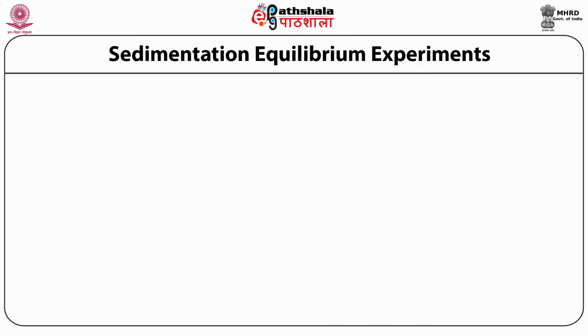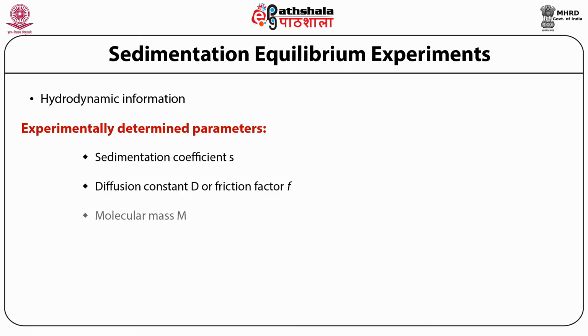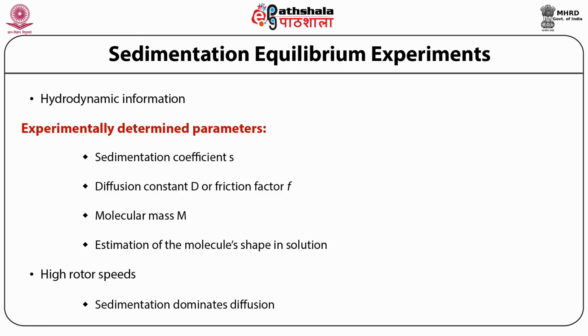The sedimentation velocity experiment is actually used for obtaining hydrodynamic information and experimentally determined parameters, such as the sedimentation coefficient, diffusion constant, frictional factor, molecular mass, and estimation of molecular shape in a solution. For this, high rotor speeds are utilized and the sedimentation dominates over the diffusion. So these are the parameters that can be measured using sedimentation velocity experiments in the analytical ultracentrifugation technique.